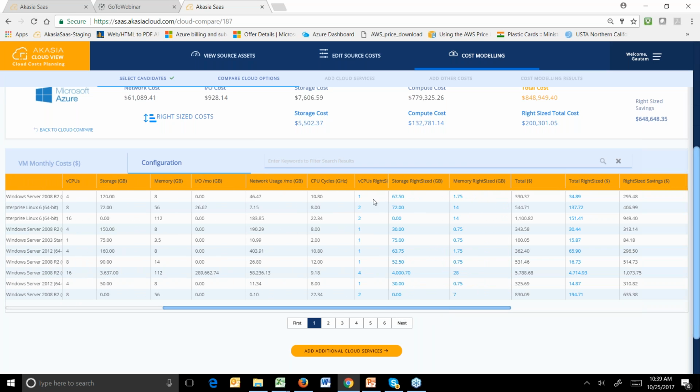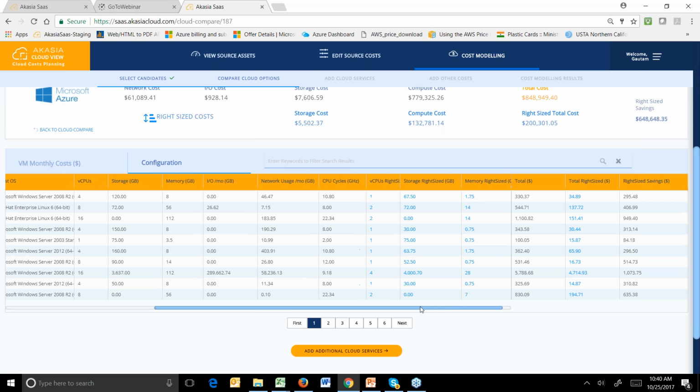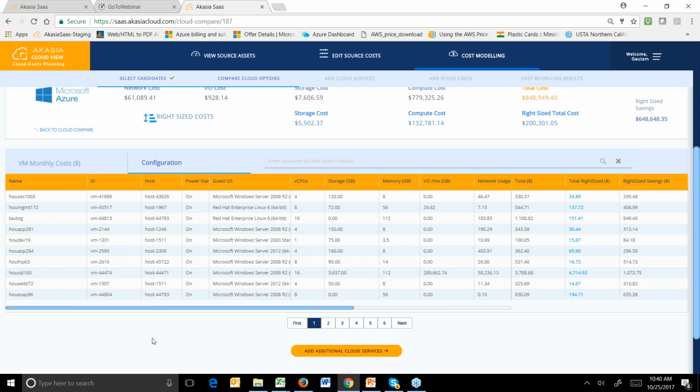And look at this. This is recommended based on the activity that we see. We are actually recommending a shape which is 1 CPU and so much memory available. So that's how you can see the difference between the configuration that you have versus what we are recommending. All right. Did that answer your question?